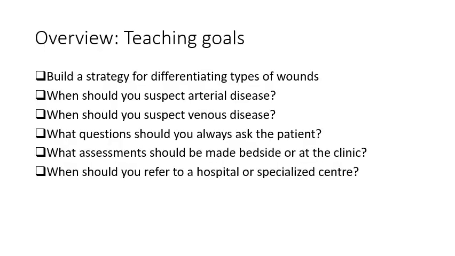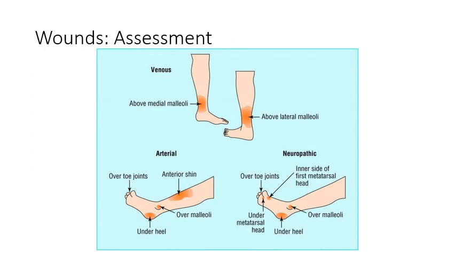Here's an overview of the teaching goals. We're going to build a strategy for differentiating between the types of wounds that we will encounter. We're also going to look at when to suspect arterial disease and when to suspect venous disease. And we're also going to look at the questions that are important to ask the patient and the assessments that we should be able to do bedside or at the clinic, and also when we should consider referring the patient to a hospital or a specialized center.